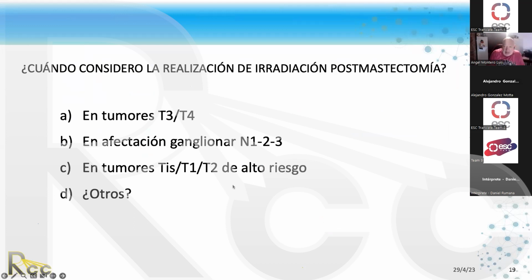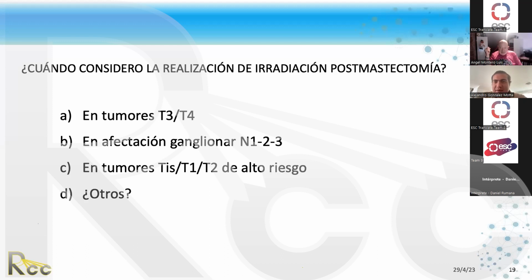So the first question I would like to ask you, just to see what your opinion is, is when do you consider that you should have radiotherapy after a mastectomy? Obviously, this is multiple answer, and you can vote for all of them. Okay, so now the poll has started. Let's wait until we have 70% of answers.